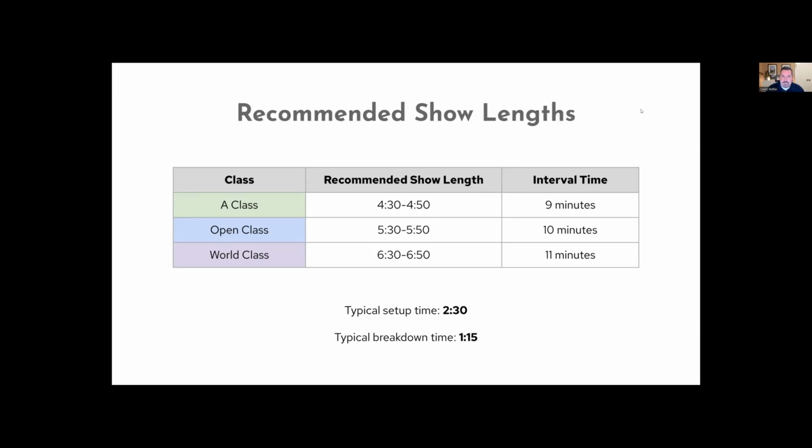And these are just my recommendations. There's certainly not a requirement that it fit within this time frame. But if you're looking for some good guidelines, these are the ones that I would go with. For an A class show, I would recommend a total performance time somewhere between 4 minutes and 30 seconds and 4 minutes and 50 seconds. For open class, I'd recommend somewhere between 5:30 to 5:50. And for world class, I'd recommend somewhere between 6:30 and 6:50.